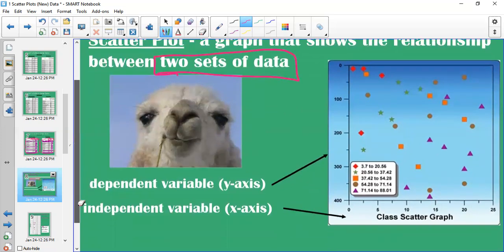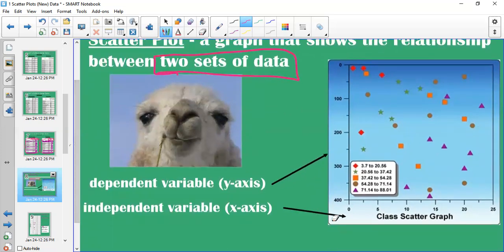Okay, also in science class, you guys talked about independent variable, which is the x-axis, versus the dependent variable, which is the y-axis. And today, once we have those 2 things, we're going to see if one actually depends on the other one.